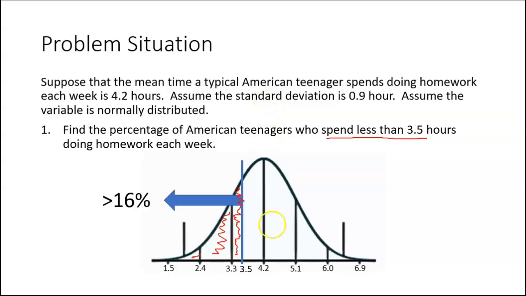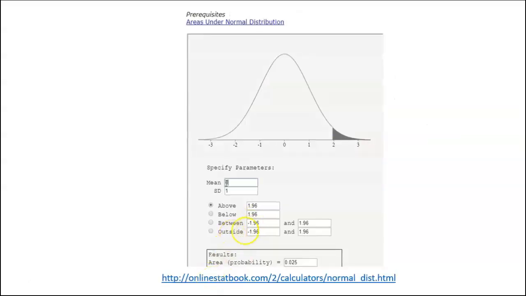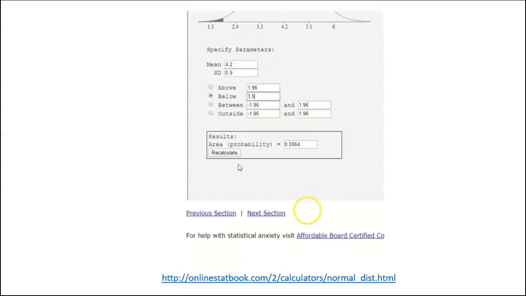Now, all you need to know when you go to this website is you just have to type in the appropriate mean and the appropriate standard deviation for our particular situation, and then just figure out, are we looking at above, below, in between, or outside? In our case, below 3.5. Click recalculate, and you're good to go.